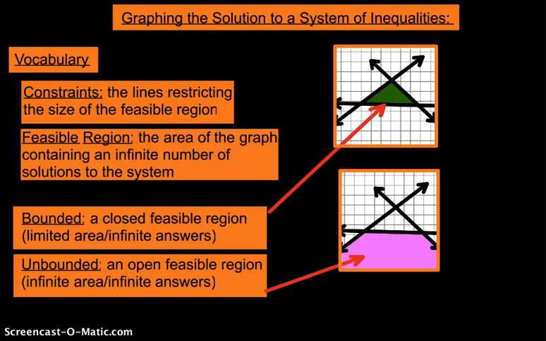This video is intended to help you learn how to graph a solution to a system of inequalities. Realize that a system of inequalities is going to have a whole shaded region full of answers. So it may be what's called a bounded region, such as the green region up here on the right, described down here at the lower left. A bounded region is a closed feasible region, or a region where there's a limited area full of answers.